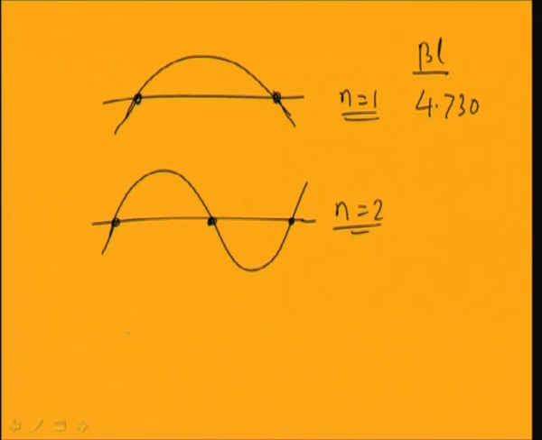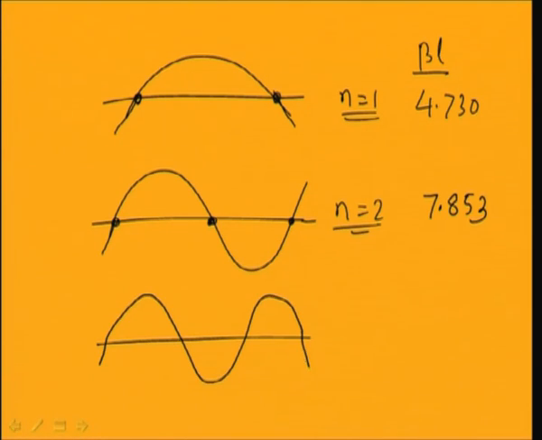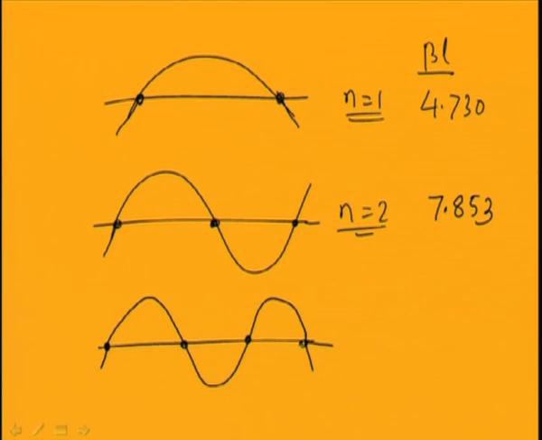The second mode corresponds to beta L of 7.853. In the next case you will have 4 points at which there will be no vibration. So this is the first point, second point, and at these 4 points there is no vibration. This is the third mode, which corresponds to 10.996.